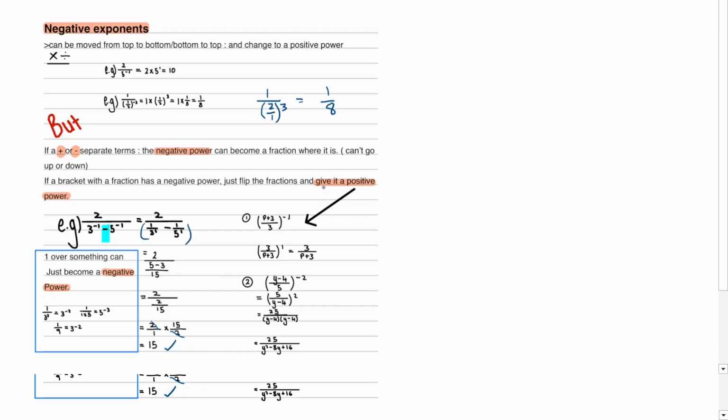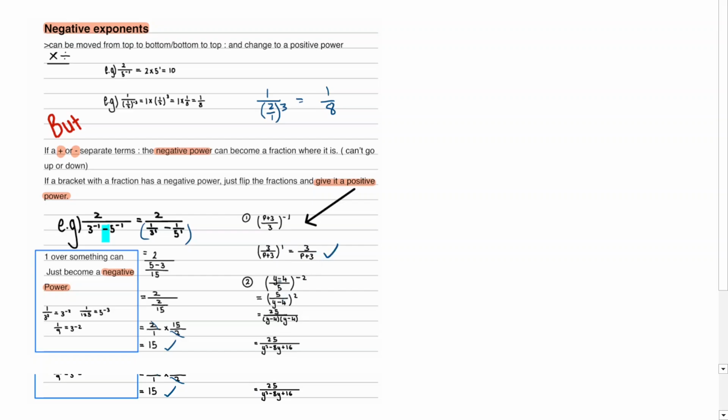Last 2 things to show you. If you have, like I mentioned here, a bracket with a fraction that has a negative power, you can just flip the fraction. You can flip the contents of the bracket and just give it a positive power. So this would just flip this around. So it's 3 over p plus 3, and it becomes to the positive exponent, which is just what it is.